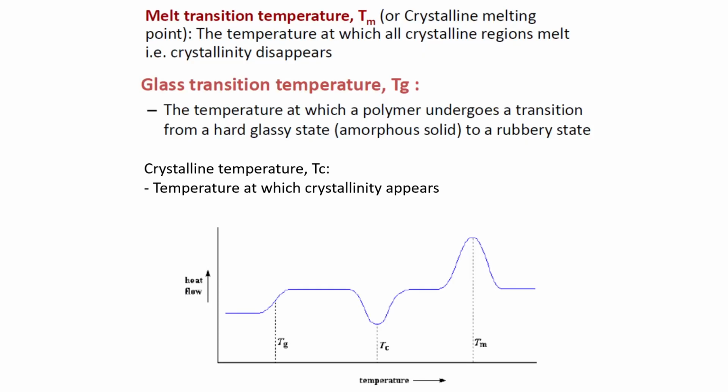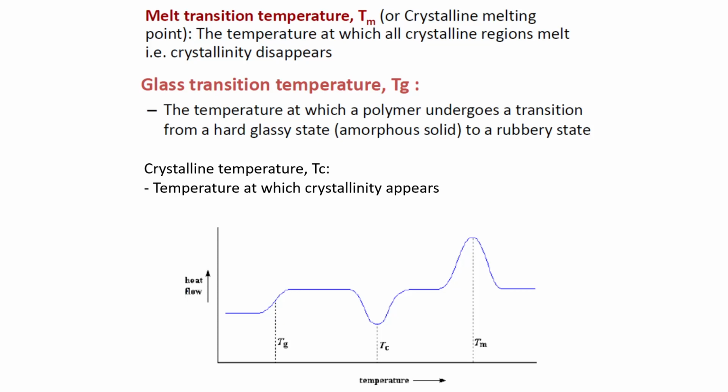So first of all, let's see what all these three terms mean. Tm is the melt transition temperature. So for any polymer, it is the temperature at which all crystalline regions melt, that is the crystallinity disappears. A polymer can have both crystalline as well as amorphous characteristics, or there are certain polymers which are strictly crystalline in nature, some which are strictly amorphous in nature. For a polymer which has both of these properties, this is how the curve looks. This curve is heat flow versus temperature.